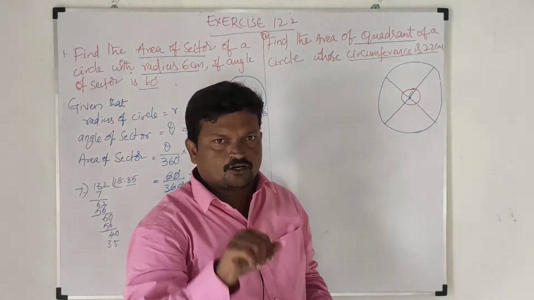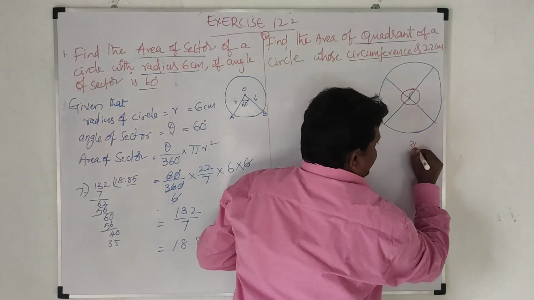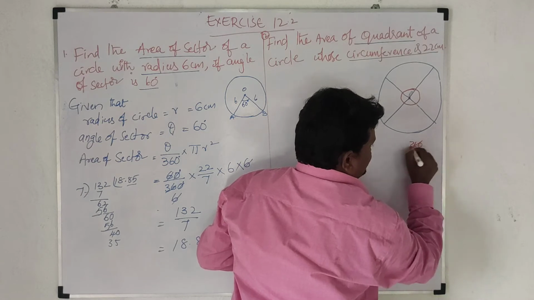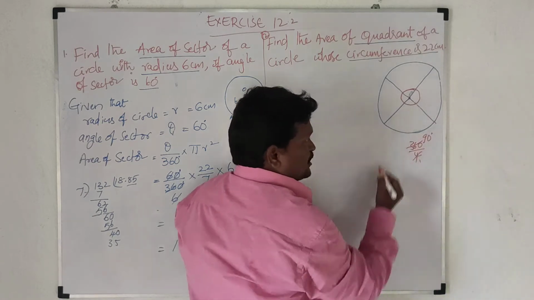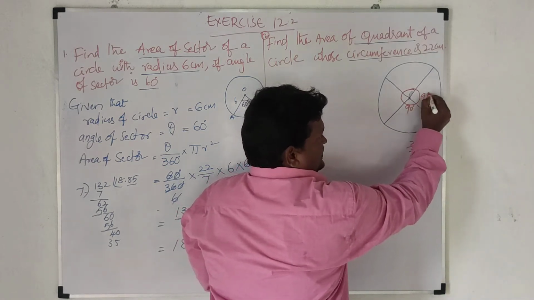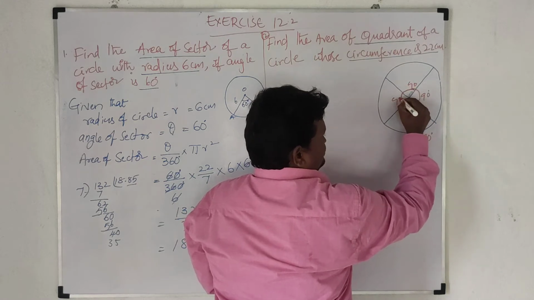360 divided by 4, how much? 360 divided by 4: 4 nines are 36, so 90 degrees. So each angle becomes 90, 90, 90, 90.